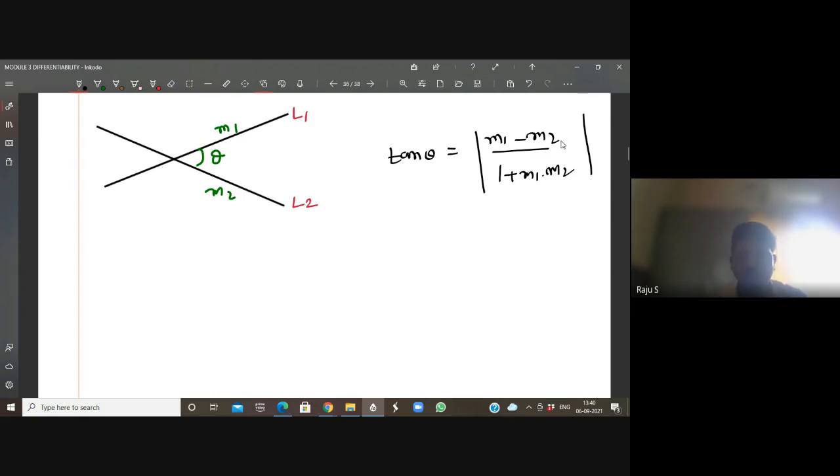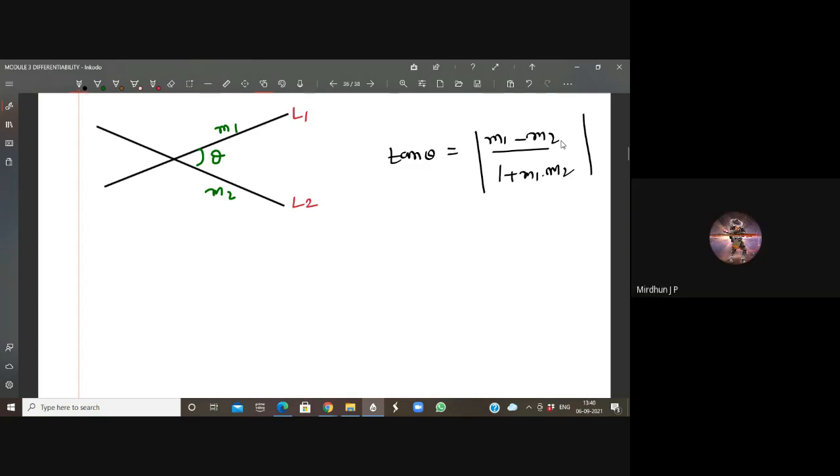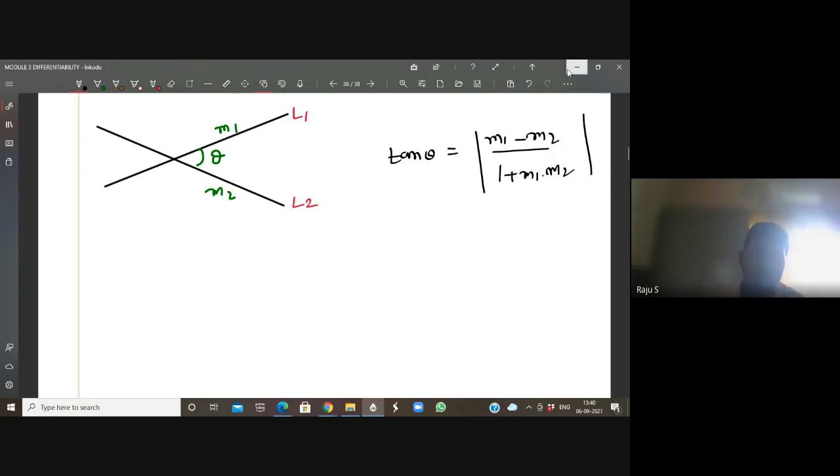If it is the same line, what will happen? The slopes are the same, so m1 minus m2 is equal to 0, and tan theta is equal to 0. So this is the formula for the angle between lines.